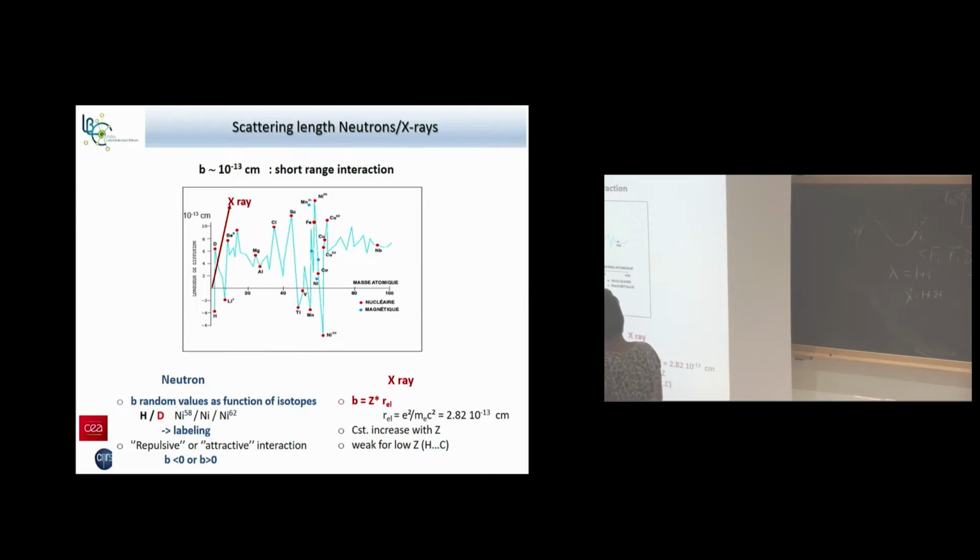Here is a graph where I report the variation of the scattering length as a function of the atomic number Z. In blue, you have the different scattering lengths for neutrons. So you see it's a bit erratic. Whereas in red, you have the one for X-ray. The one for X-ray is continuously increasing with increasing Z.